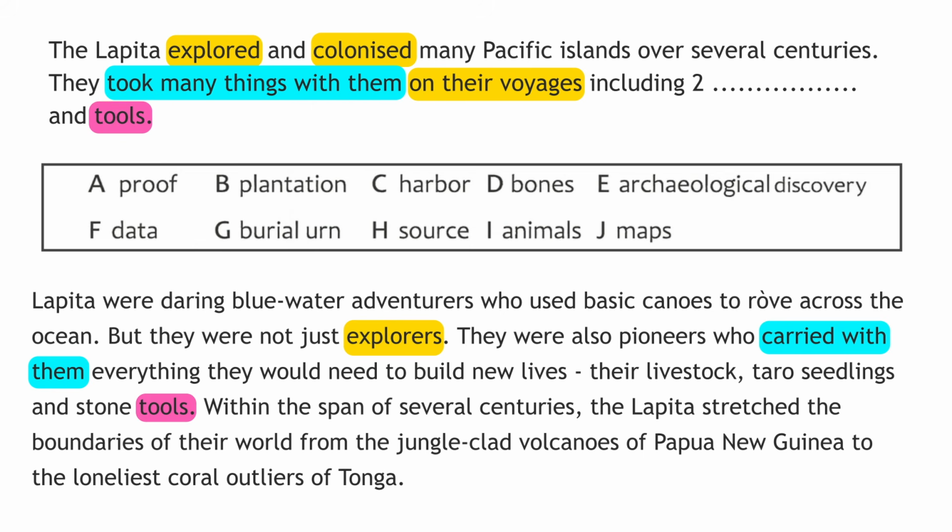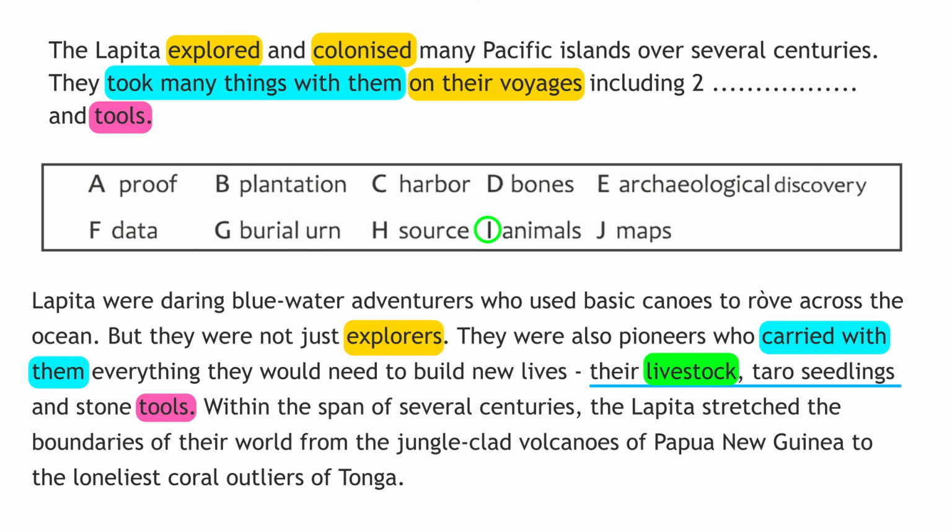So tools is already in the question. But before tools, there is also something else. Two things are mentioned here: their livestock and taro seedlings. We do not know exactly what taro seedlings is, but we know what livestock is. Livestock is their animals. So we look for the word livestock. If we don't find any, cows, sheep, or animals might be the correct answer. And we find in letter I, animals, which is the correct answer.